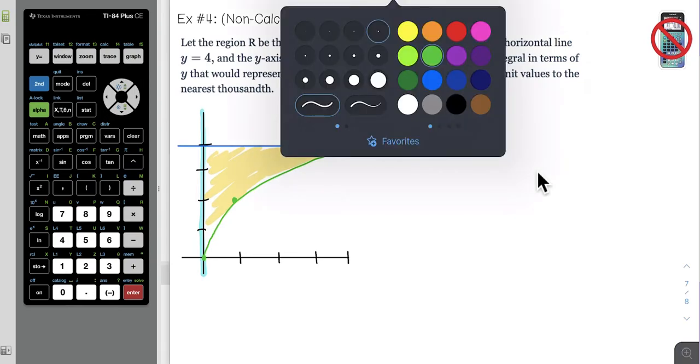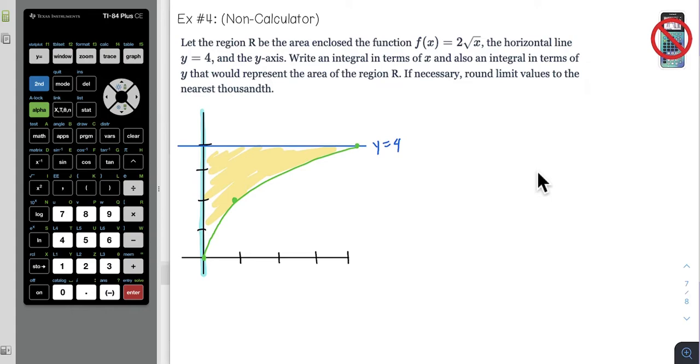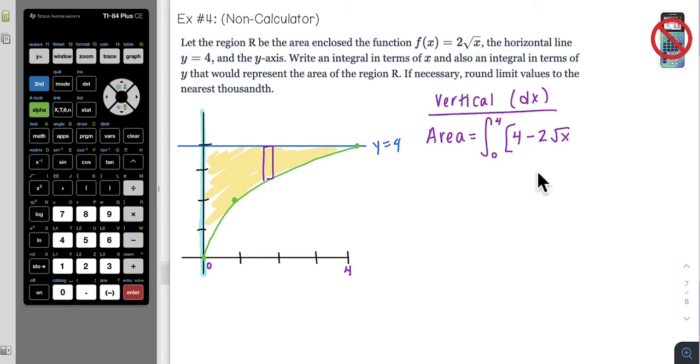So if we want to do this, we're not actually going to solve these. We're just going to set them up. You can always use the calculator to show that they're going to be the same exact answer. So if I first do this as a vertical slice, so vertical rectangles, I'm going to be using dx's. So my area is going to be from 0 to 4 on the x-axis. And then I'm going to do my top function, so that's the 4 minus the bottom function, which is 2 square root of x dx.